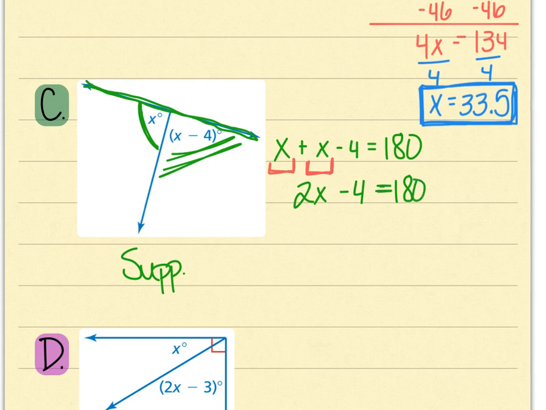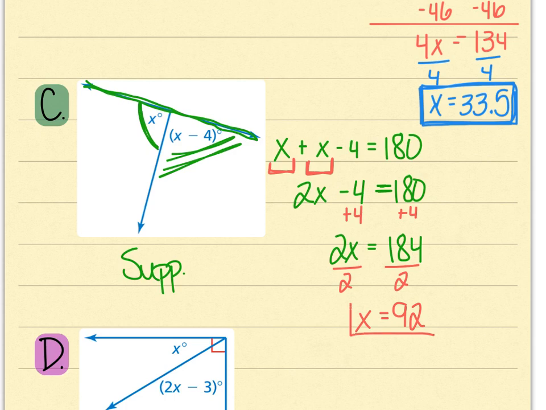And then to get rid of the minus 4, we're going to add 4 to both sides, which will give us 184. So 2x equals 184. And then I divide by 2. And so 184, let me go ahead and write this down, divided by 2 is going to be 92. So x equals 92. And now I have my value for x. That one wasn't a decimal. Again, I can double check by putting 92 up here for x, and then 92 minus 4 would be 88. And if I add those two angles together, I'll get 180, so I know it's true.